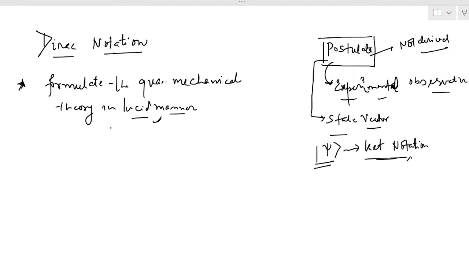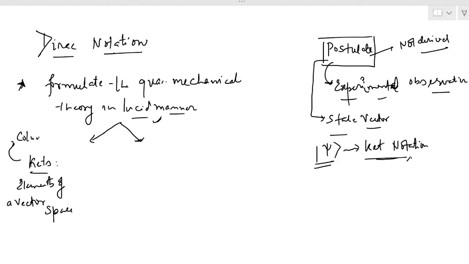Okay, now there are two concepts, you can say notation, regarding this. So kets, what are kets? Kets are the elements of a vector space. Most often you'll see that we represent our column vectors in the form of kets. Not only column vectors, that's just an example I'm giving you.